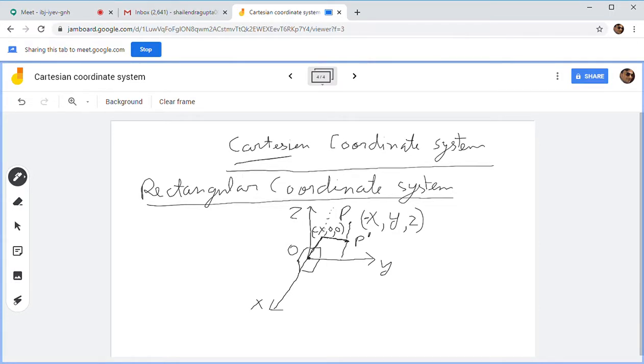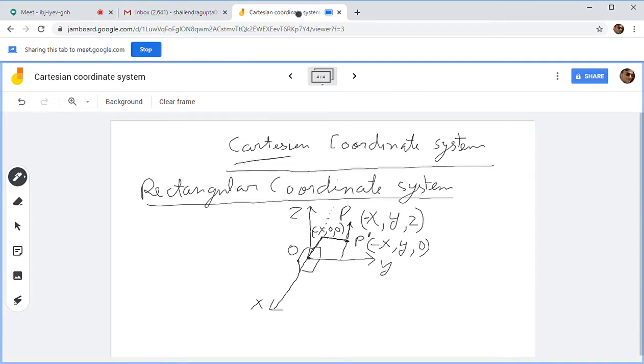Okay, you will reach this P dash point. What is P dash? P dash lies on the xy plane, so this is x, y and 0. Throughout this plane, in this plane, this x y you will find some quantity, but z you will find 0. Now you can move in your z direction to reach a point P.